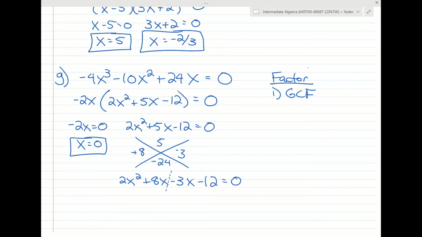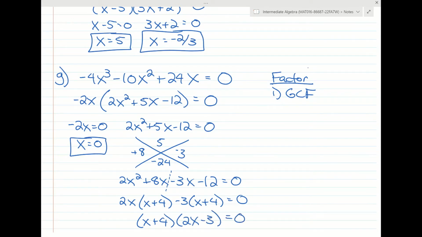Cut it down the middle. You can take out a 2x and x plus 4. Take out a -3, x plus 4. And we just get x plus 4 times 2x minus 3. And then we could set those equal to 0 and solve.